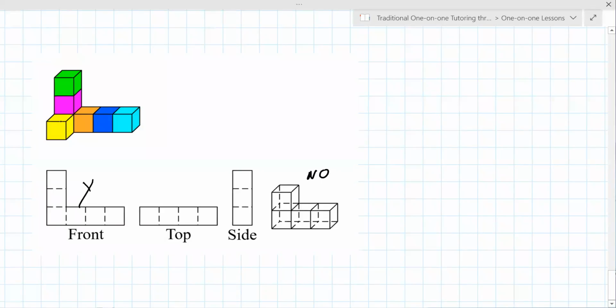Yes. What about this one right here? Oh, yeah, that's incorrect. Shouldn't this be the top? Yes, that's right. Okay. From the side, yes. Yeah, I agree.